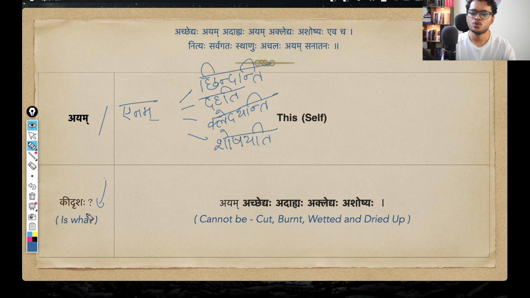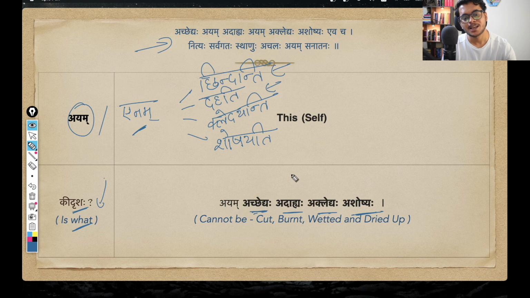Now when we move on, I'm asking: Kidrishaha, what kind? You are explaining I am this self as what? This particular shloka is a continuation of what we were talking about in the previous shloka. In the previous shloka we said that weapons cannot cut the self and fire cannot dahati, cannot burn the self. Water cannot kledayanti, it cannot make the self wet. Nor can the wind, marutaha enam shoshiyati, make it dry. This is what we saw in the previous shloka. And continuing in that same angle, we are saying that this self is achedyaha, adakyaha, akledyaha, ashosyaha.